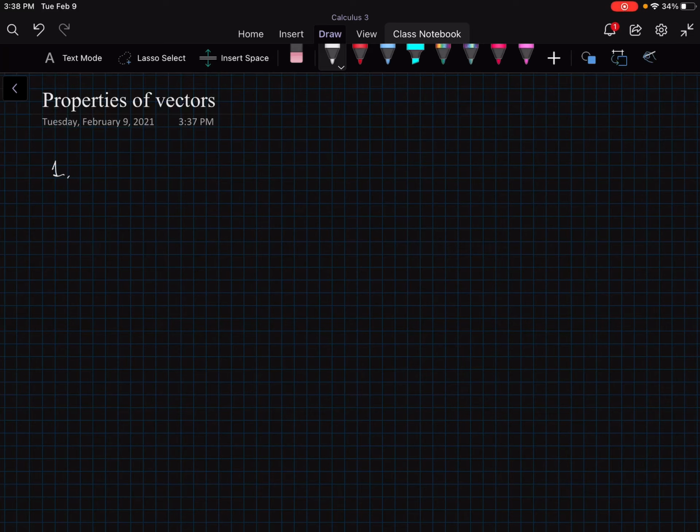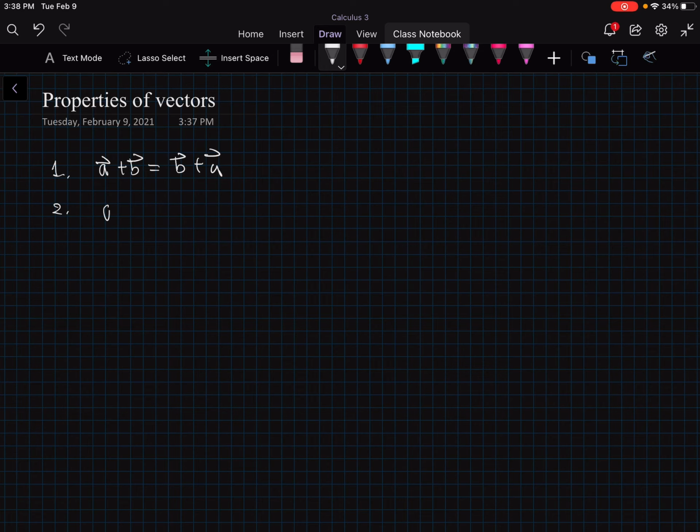Now we just want to give you a list of the properties of vectors. This kind of summarizes what we have done, kind of like a quote unquote common sense. All right, so it's commutative. What does that mean? The vector A plus vector B is equal to vector B plus A, too.